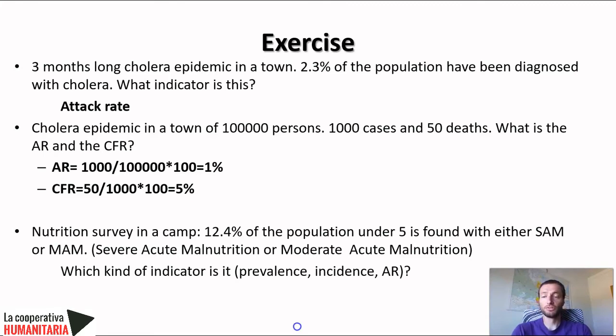The last question: a nutritional survey in a camp, 12.4% of the population under 5 is found with SAM or MAM. SAM is severe acute malnutrition and MAM is moderate acute malnutrition. So they are diagnosed with malnutrition. Which kind of indicator is this? Is it a prevalence, an incidence, or an attack rate? What do you think? Good. So the correct answer is prevalence. SAM and MAM are prevalence. They are giving you the picture of the number of kids with severe or moderate acute malnutrition. It's a prevalence, okay?